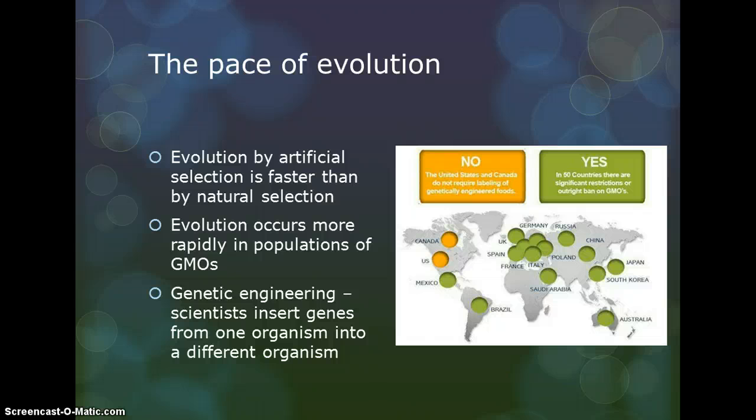Now, continuing on with this idea of the pace of evolution, evolution by artificial selection is a lot faster than evolution by natural selection because, again, we're choosing the individuals that we want to breed, and oftentimes we can breed younger individuals. Evolution will also occur more rapidly in populations of GMOs. GMO stands for genetically modified organisms.